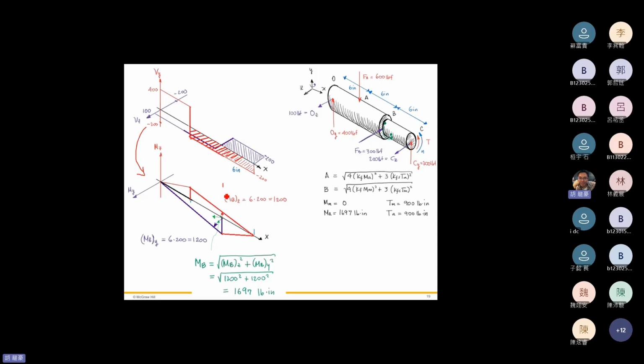So we have to focus on location B with its moment. Therefore, at point B, the moment in the z direction equals 2 times 200 equals 1,200. And the moment at point B in the y direction equals 6 times 200 equals 1,200, right? Therefore, the resultant moment MB equals the square root of MBz squared plus MBy squared.